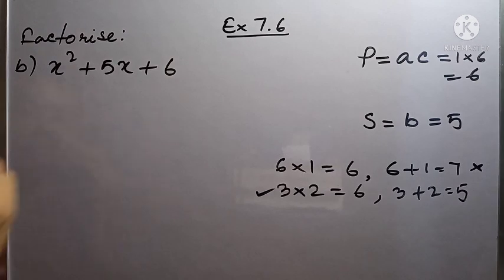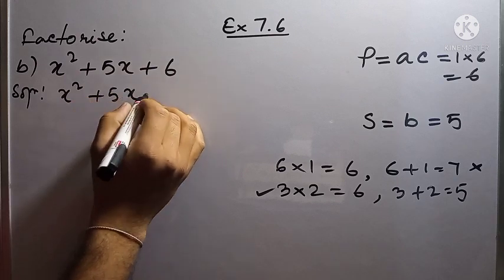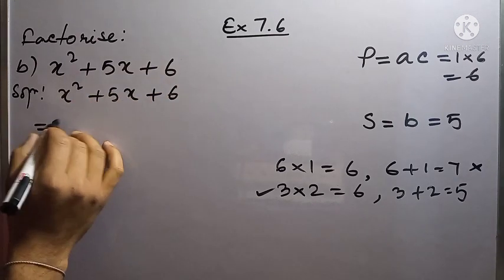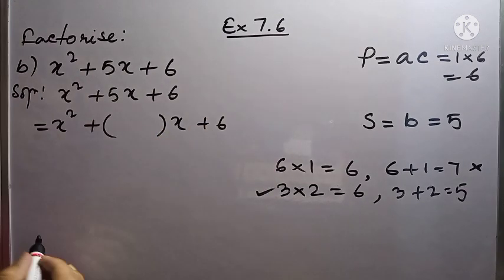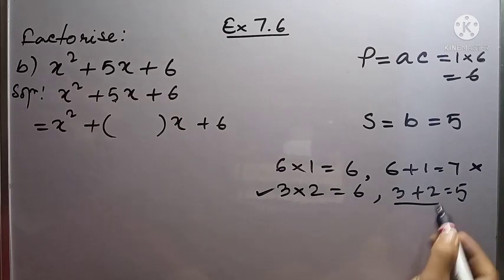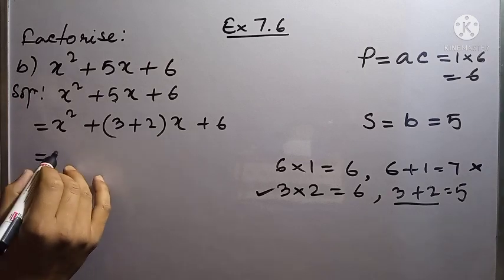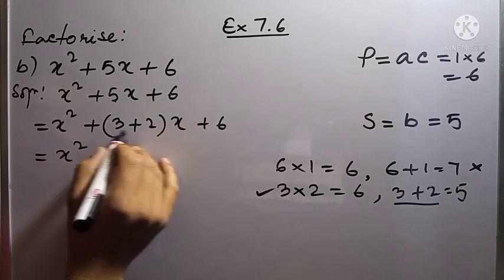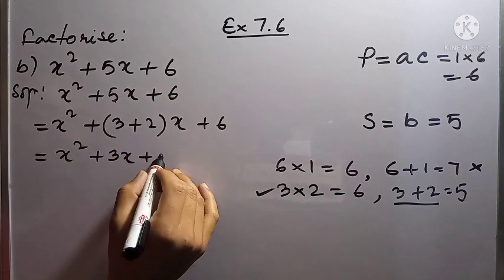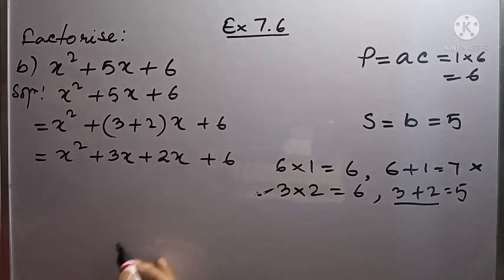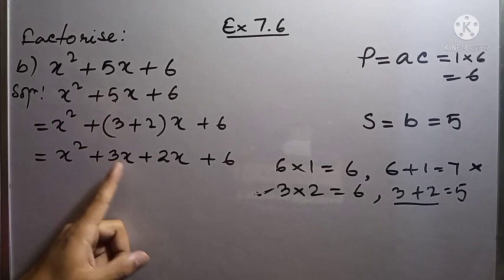So how are we going to do? Let us see. Solution. X squared plus 5x plus 6 is equal to x squared plus this x I'll write here plus 6. In place of this 5, you are going to write 3 plus 2. So I'll write here 3 plus 2. Okay, in the next step, what shall we get? X squared plus x will multiply here. You'll get thrice x, and again x into 2, you'll be getting twice x plus 6. Now I have split these 5x in the form of thrice x plus twice x.